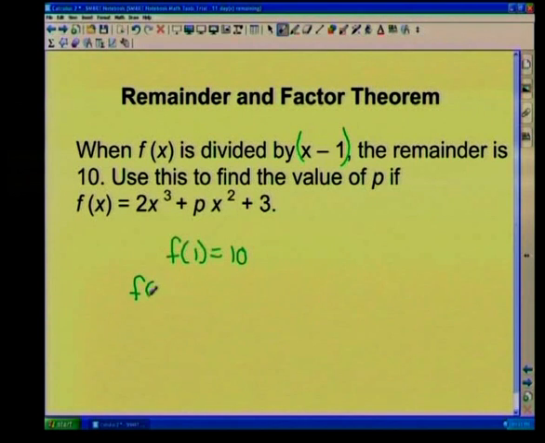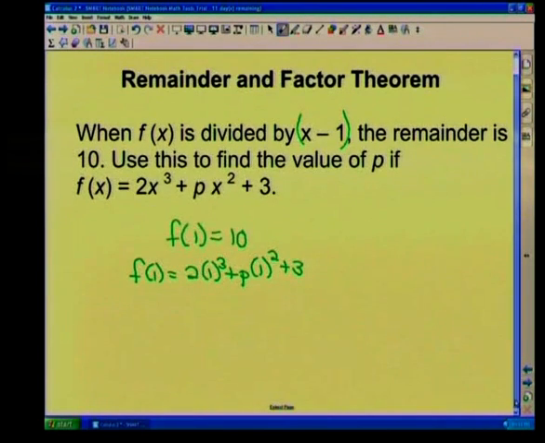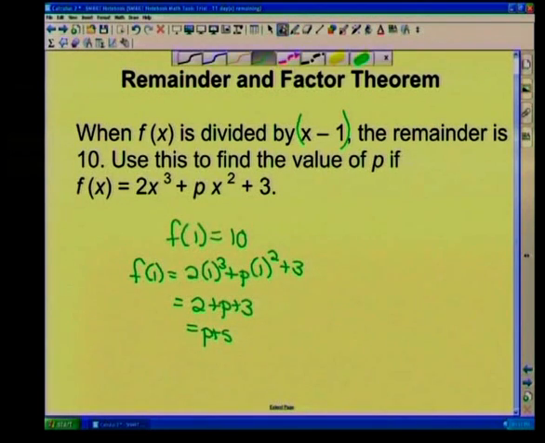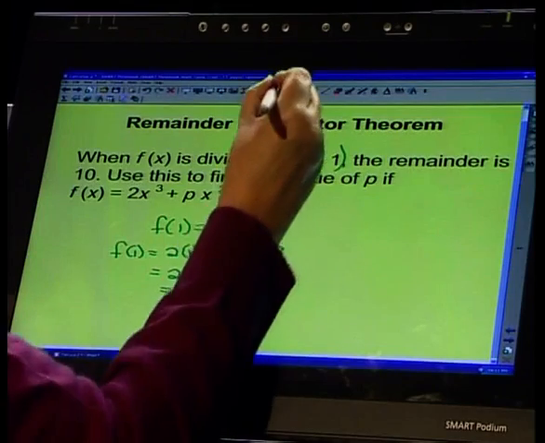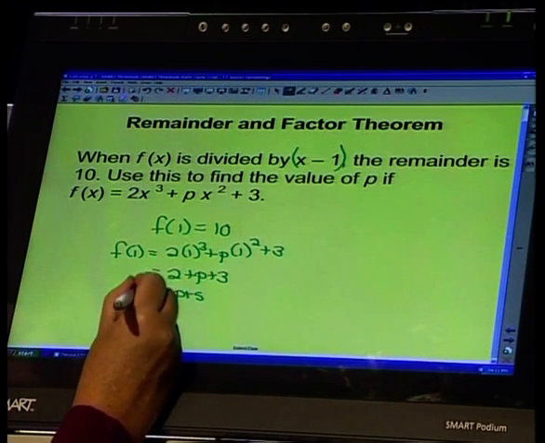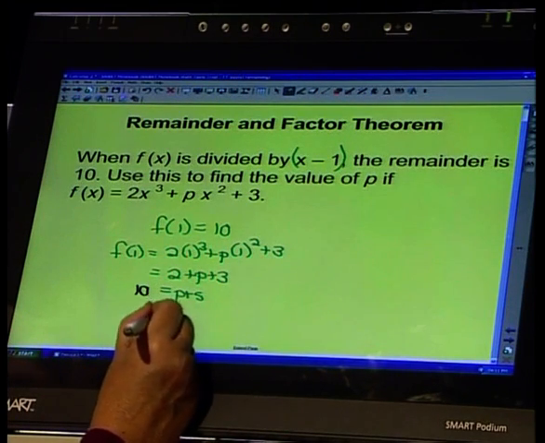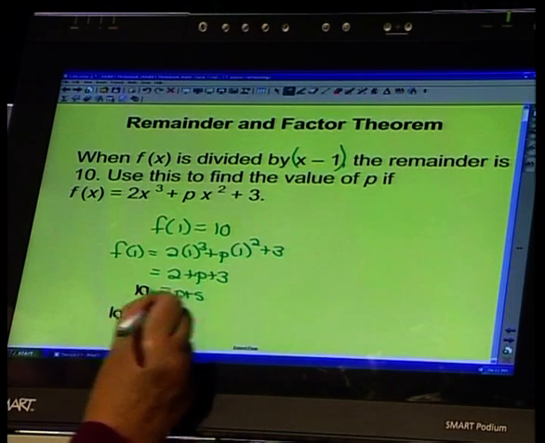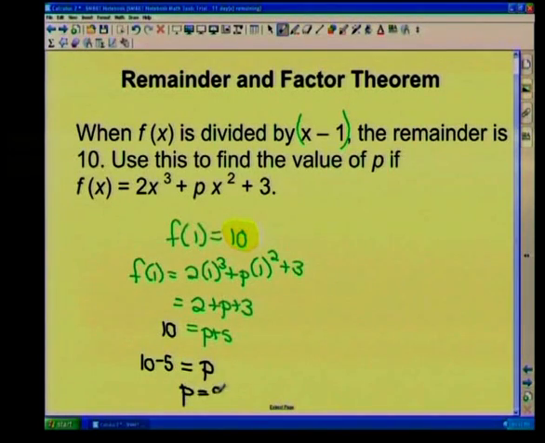Now, what would the f of 1 look like? Well, it means go along to this equation, and wherever there's an x, put a 1. So here you can see your functional notation coming in again, and you're, of course, feeling very comfortable with that, having done that previous session. So it's equal to 2 plus p plus 3, which means we have p plus 5. But they told me that that is equal to 10. So I know that p is equal to 10 minus 5, and therefore p is equal to 5.